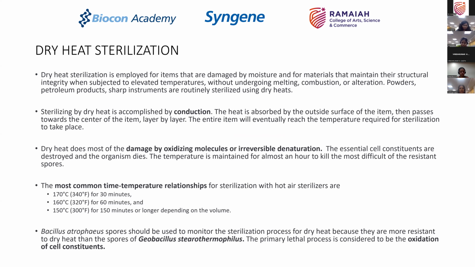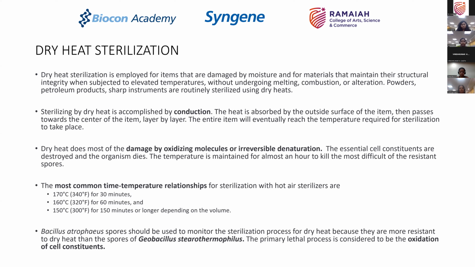Where is dry heat sterilization primarily used? It is used for items that are damaged by moisture, or for materials that maintain their structural integrity when subjected to elevated temperature without undergoing melting, combustion, or alteration. Powders are one of them. Some of the petroleum products and sharp instruments can be sterilized using dry heat. Also, all your glassware which is used in the pharmaceutical industry for filling of injectable products is sterilized using dry heat only.